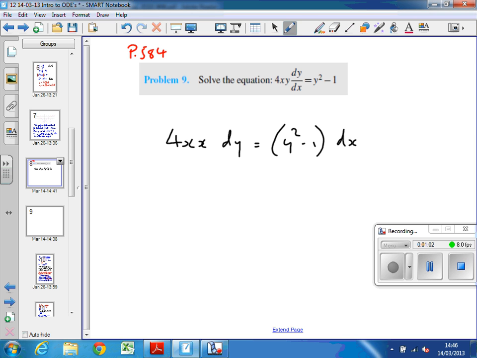So I can do that. Yeah, so we can bring the y squared minus 1 underneath. That's a y there. So we can bring the y squared minus 1 underneath. We get 4xy over y squared minus 1 dy equals dx.